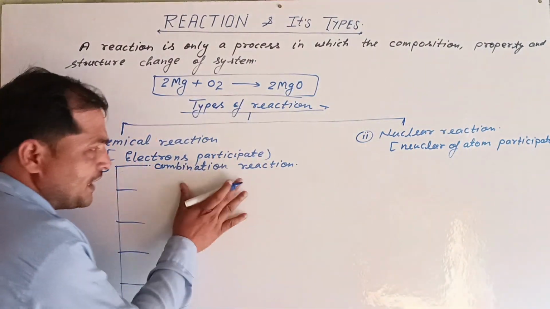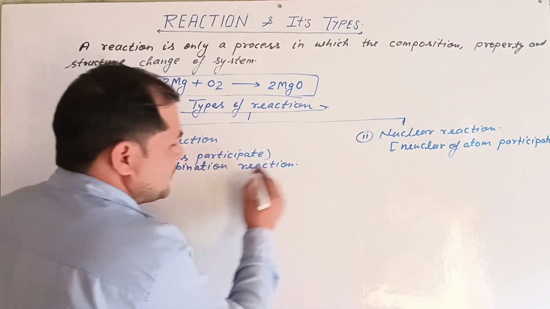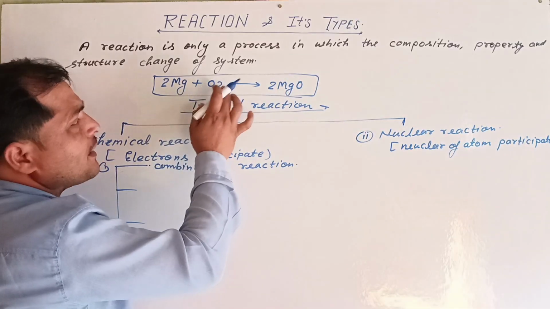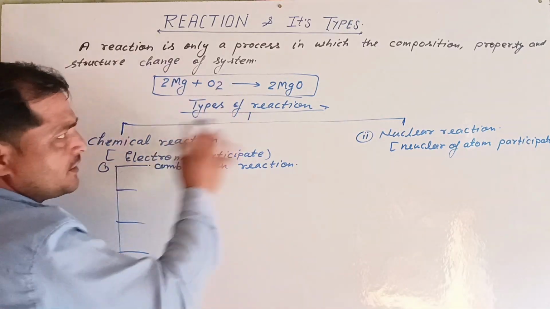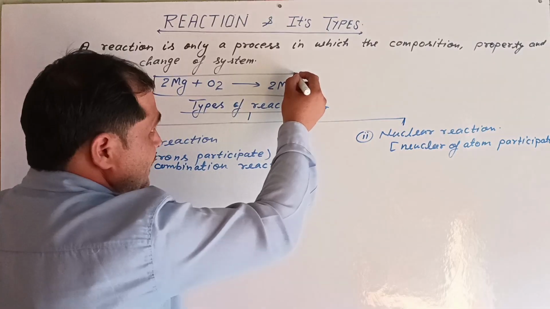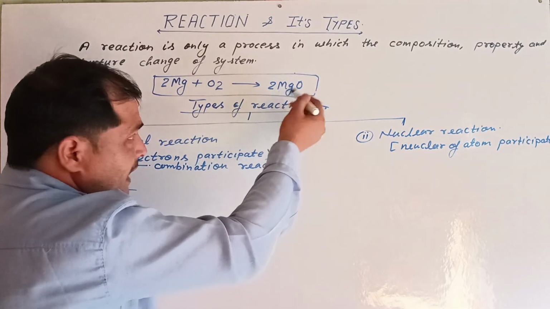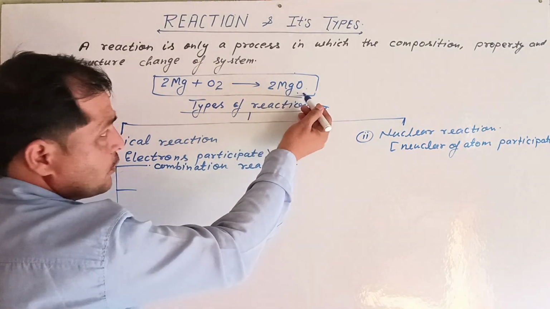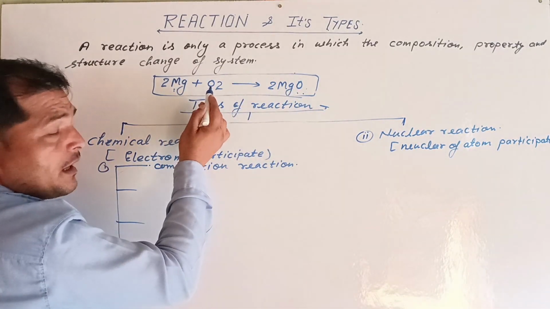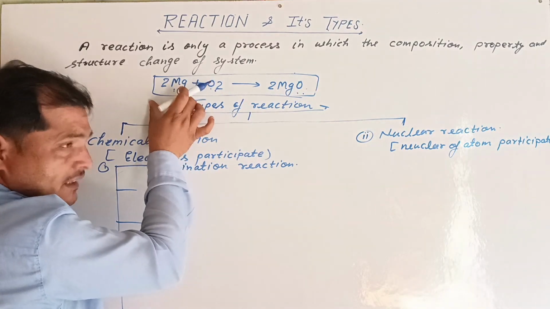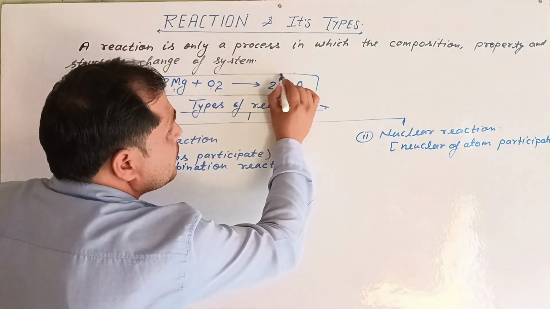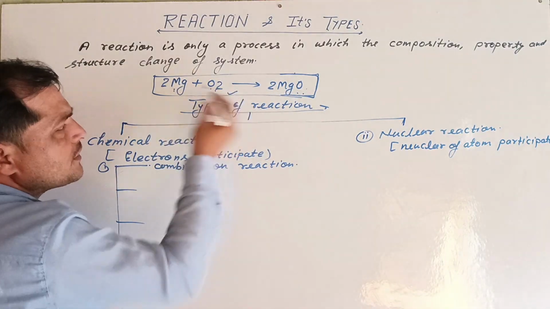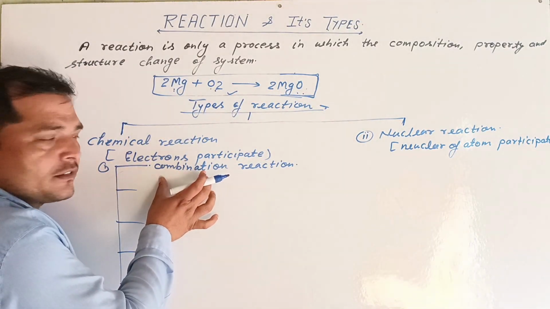In the example given above, magnesium and oxygen are two reactants, and by the combination of magnesium and oxygen, the product is in the form of MgO, magnesium oxide. So it is a type of combination reaction.